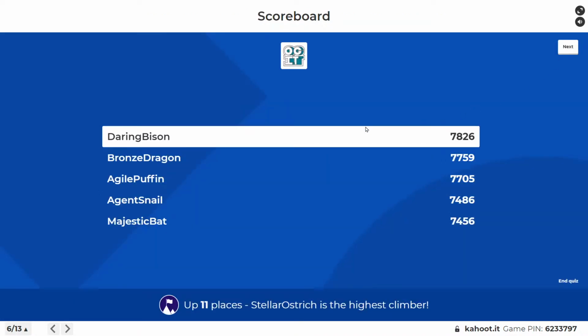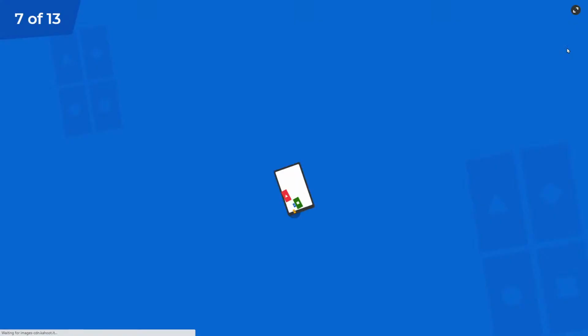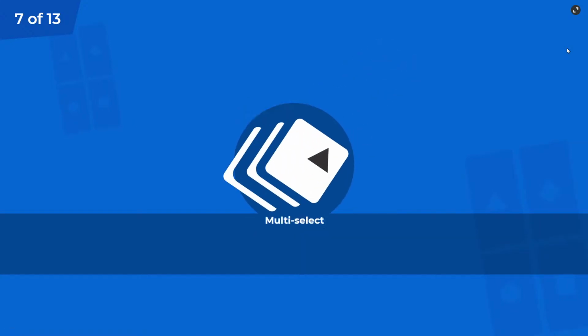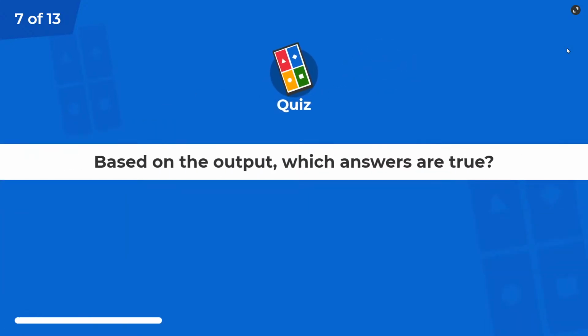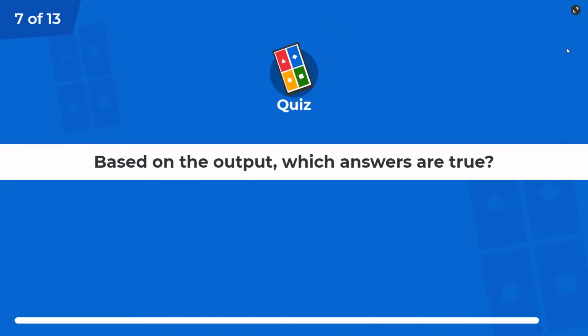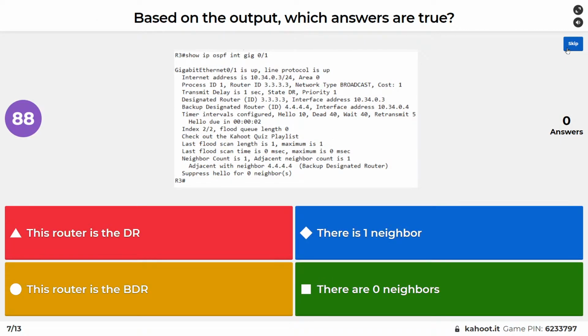Okay, moving on. Here we go. Who's in first place? Daring Bison. Yep. Almost 10,000 points. Here we go. Question 7, multiple select. Based on this output, which answers are true? Good luck, everybody.